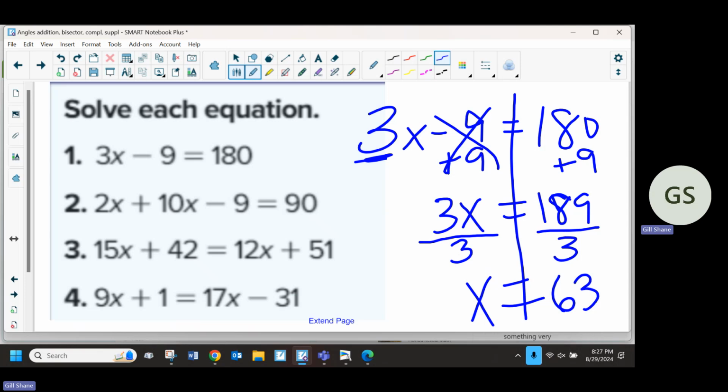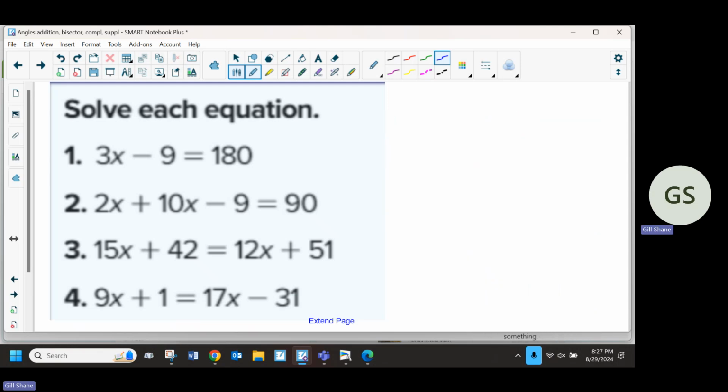Very rarely will you just be solving for X on the state tests and even the district tests. Most likely you're going to need to plug that back in and solve for something else. All right. So now, next one. Here's where the mistakes start.